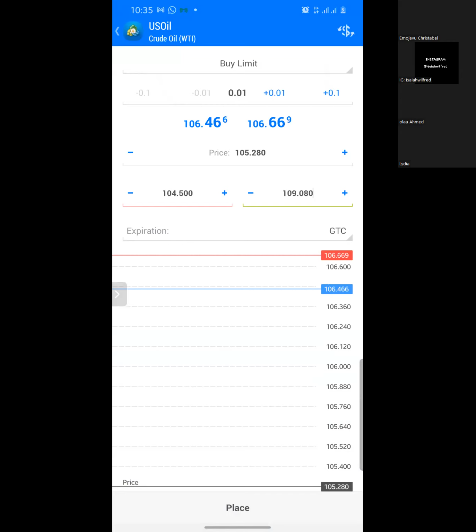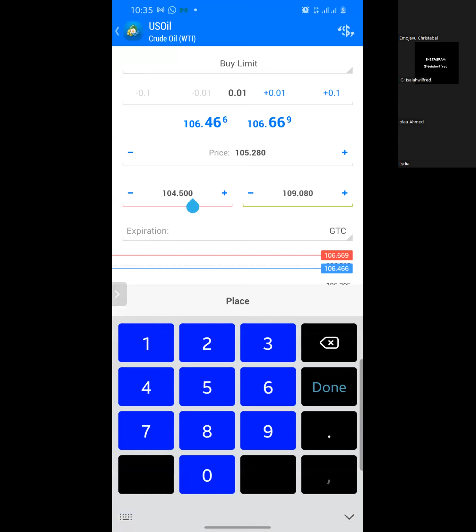Now, let me show you something. Ola, I need you to put your take profit number as 104.400. Put your take profit number as take profit, not stop loss, the right hand side. Now, what did you notice? Your place button is not highlighted black. This is just to show you that you're doing something wrong.